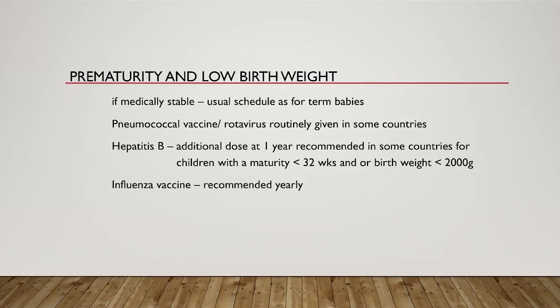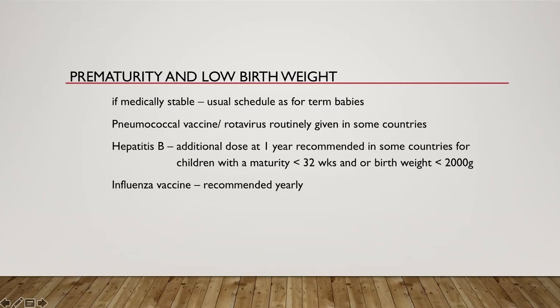So prematurity and low birth weight, if the child is medically stable, the usual schedule can be used, which is similar for term babies. You don't need to correct the gestational age. You can give at the actual age, right? You don't need to postpone any vaccine. You can use the same schedule. Pneumococcal vaccine and rotavirus can be routinely given as it happens in some countries.